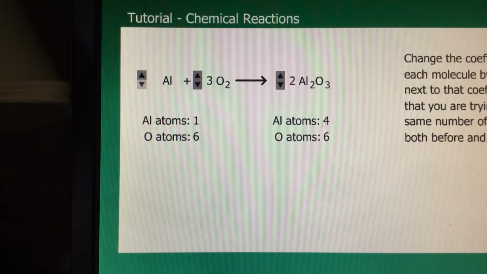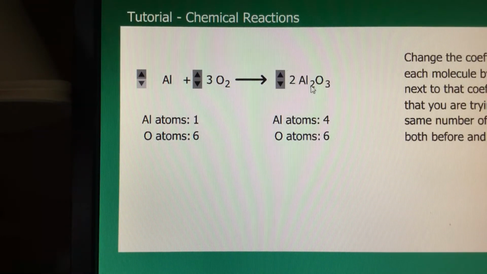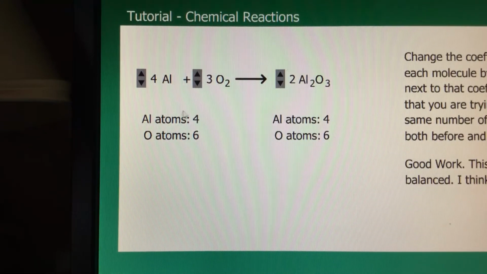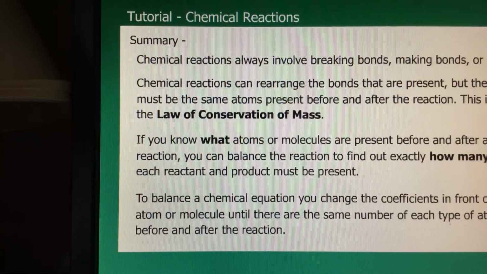So we're good except for the aluminum. So now we change the aluminum. Now we have 2 times 2. We have 4 aluminum atoms in the product. We need 4 aluminum atoms in the reactant. So everything is balanced. 4 aluminum atoms, 6 oxygen atoms, and 6 oxygen atoms.